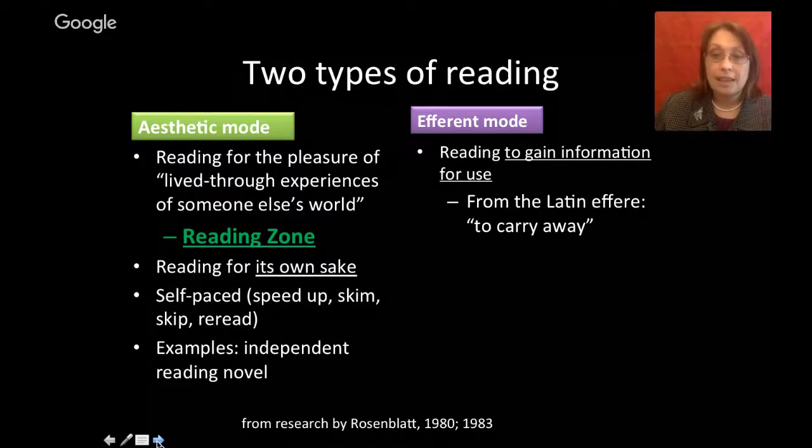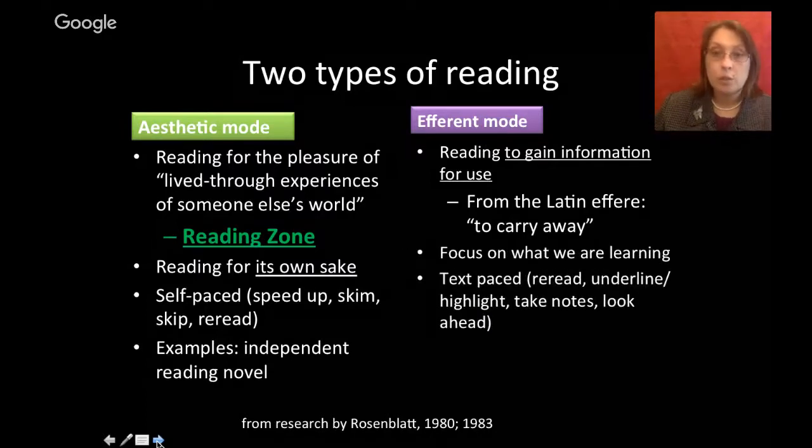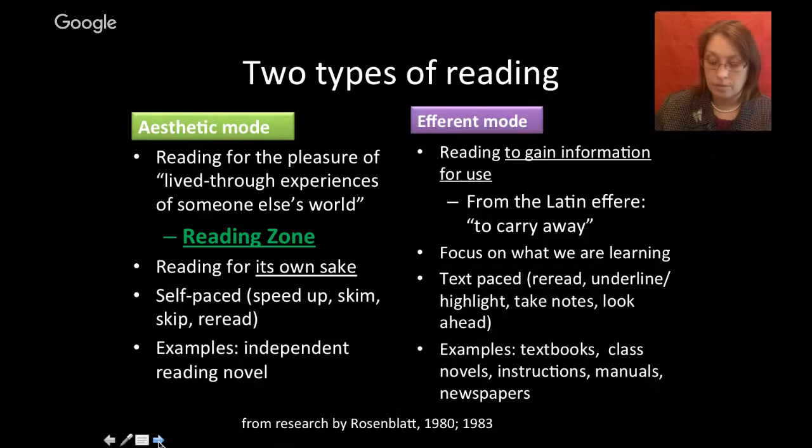Efferent mode is reading to gain information for use. So this is from the Latin efferre, which means to carry away, as in to carry away knowledge. You focus on what we are learning. It's text-paced, so based on how hard the text is, that decides how fast you're reading. You have to reread, underline, highlight, take notes, look ahead. That's efferent reading. For example, textbooks, class novels, instructions, manuals, newspapers. These are all things that we read because we have to or we need to gain information.